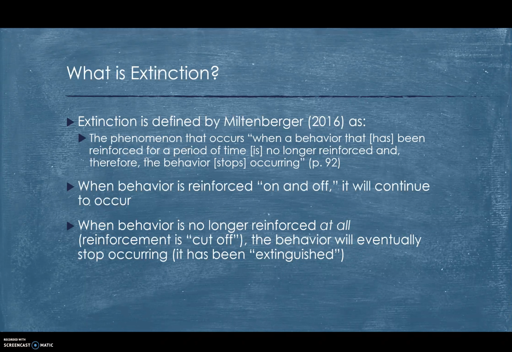So first, we need to review the textbook definition here for our course. Milton Berger defines extinction as the phenomenon that occurs when a behavior that has been reinforced for a period of time, and we've reviewed the idea of reinforcement, is no longer reinforced, and therefore the behavior stops occurring.